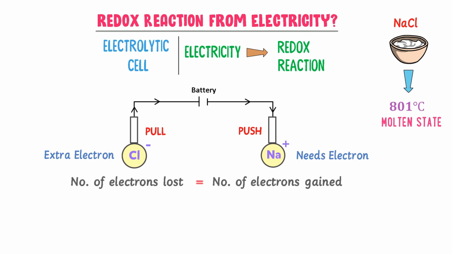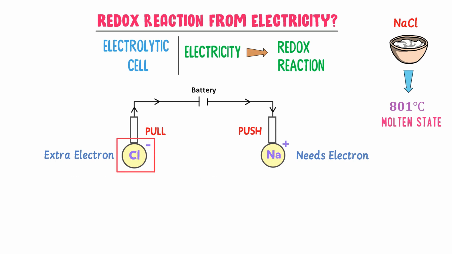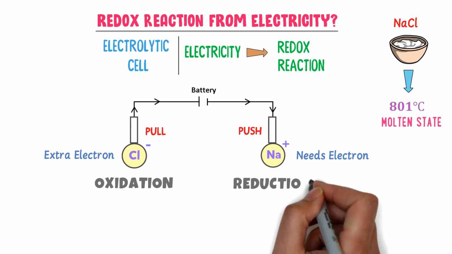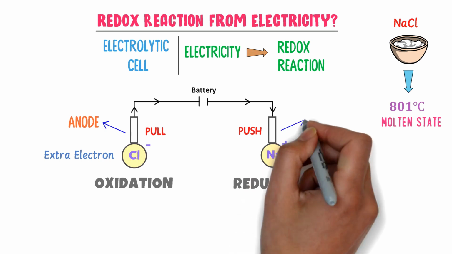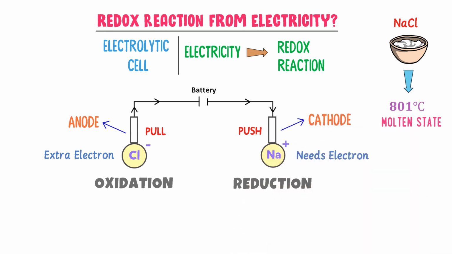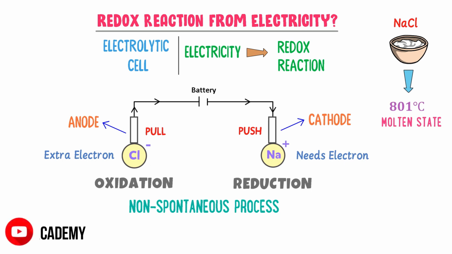Remember that the number of electrons lost by chlorine is equal to the number of electrons gained by the sodium. Here, chlorine ion loses an electron, so it is oxidized, while sodium ion gains an electron, so it is reduced. Thus this plate is an anode because oxidation takes place here, while this plate is the cathode because reduction takes place here. Also remember that this is a non-spontaneous process which doesn't occur on its own. Therefore, we say that we use a battery or electricity to generate a redox chemical reaction. In the next lecture, we will learn more about electrochemistry.